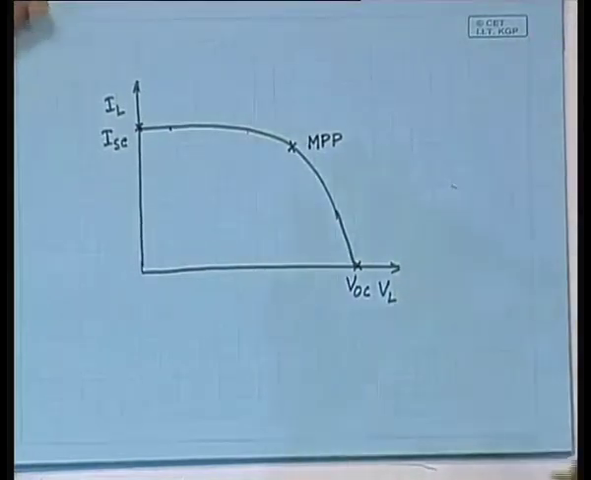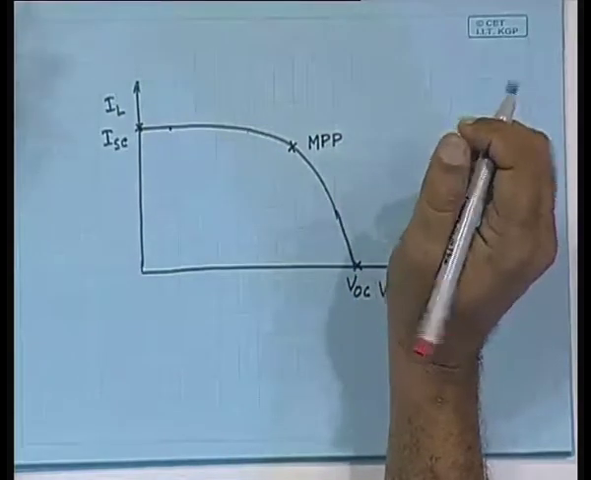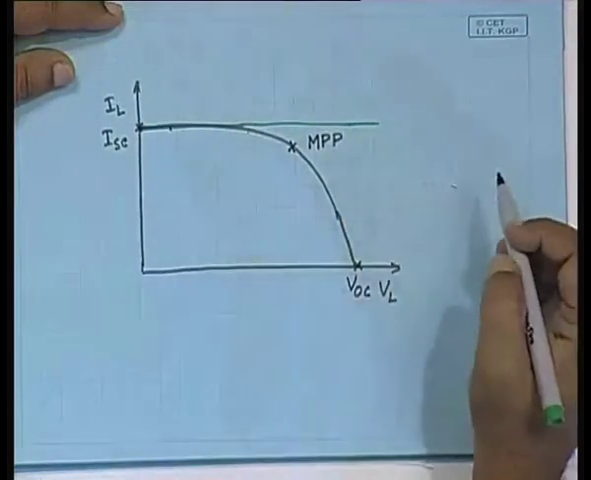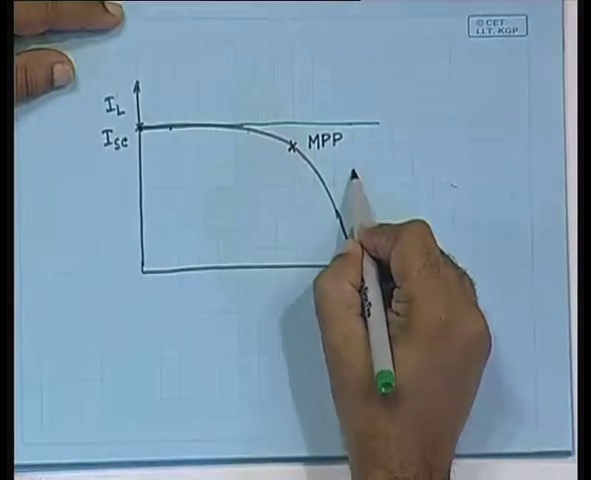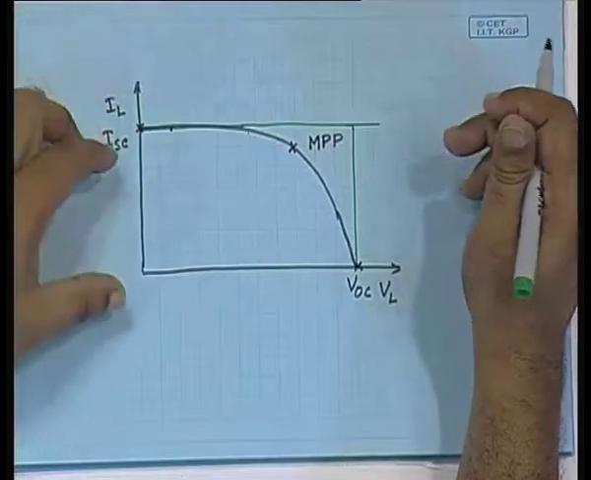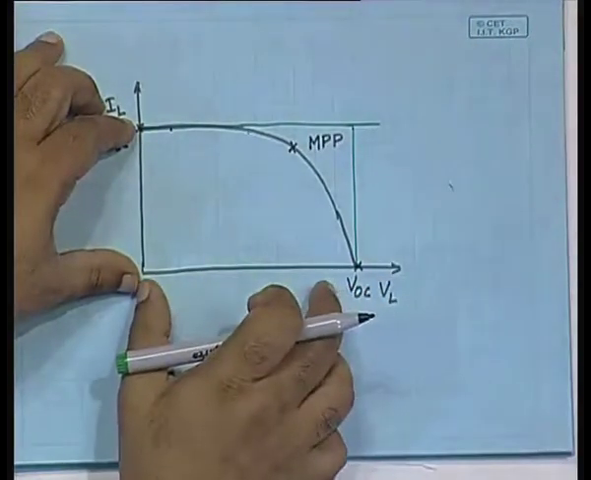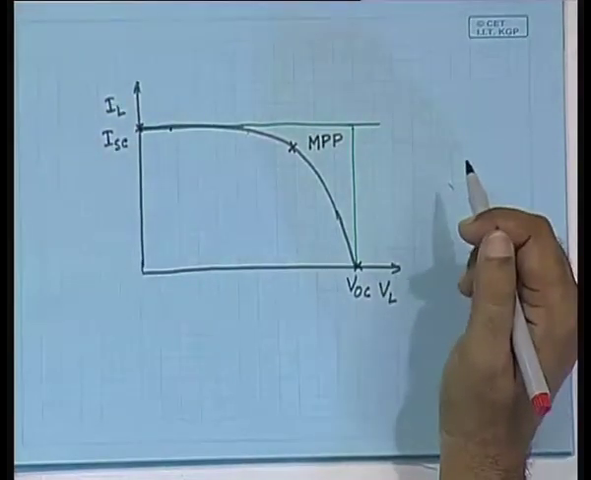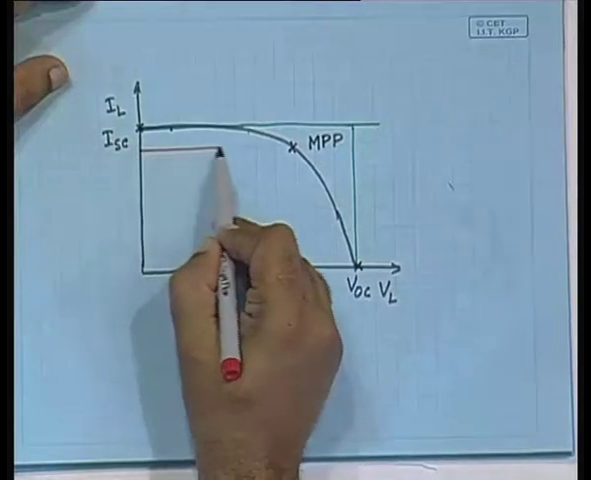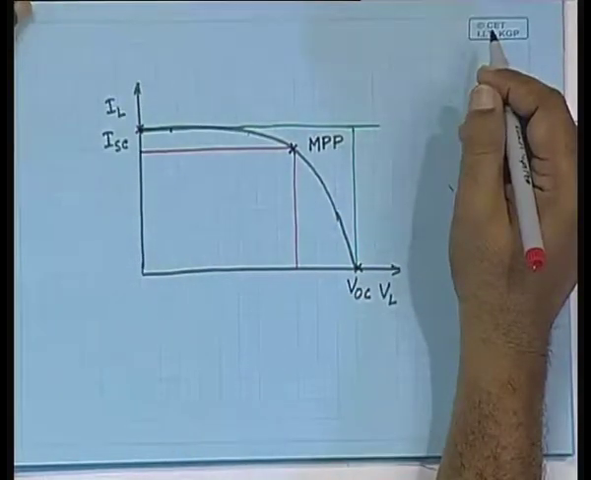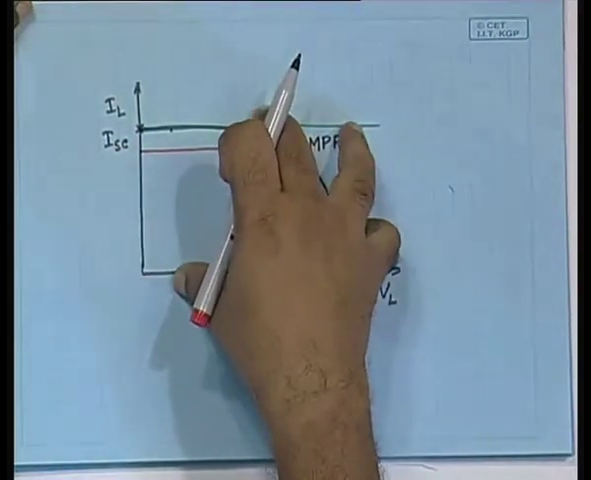Now, there is an important characteristic that signifies the character of a photovoltaic panel. Suppose you take a horizontal line through the short circuit current point and a vertical line through the open circuit voltage point, you get a rectangle. The rectangle has an area, which means that if the short circuit current and the open circuit voltage were the things available, then the total power would have been this. But actually the power that you can maximally extract is only this much. This area. So, this area divided by this area is called the fill factor.